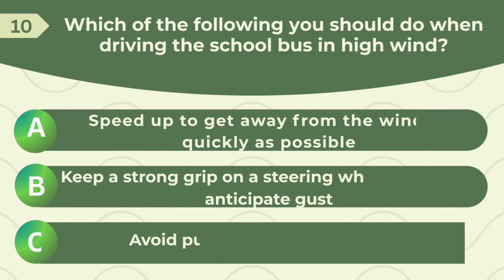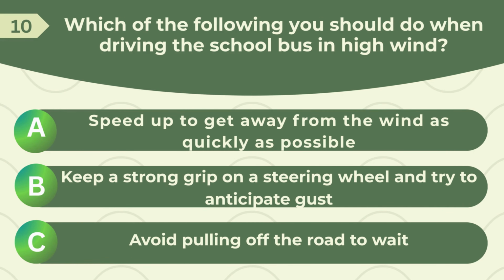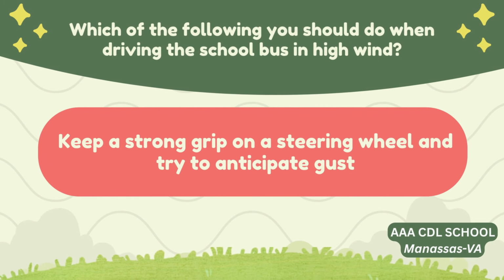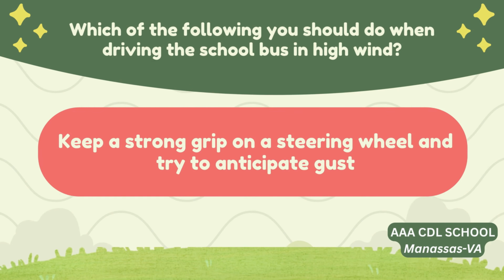Which of the following should you do when driving the school bus in high wind? A. Speed up to get away from the wind as quickly as possible. B. Keep a strong grip on the steering wheel and try to anticipate gusts. C. Avoid pulling off the road to wait. Correct answer: keep a strong grip on the steering wheel and try to anticipate gusts.